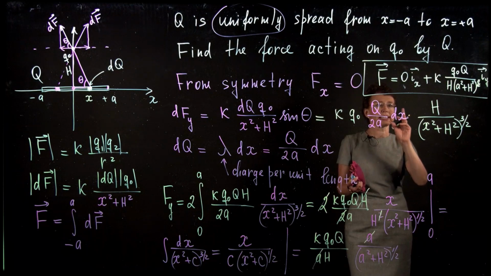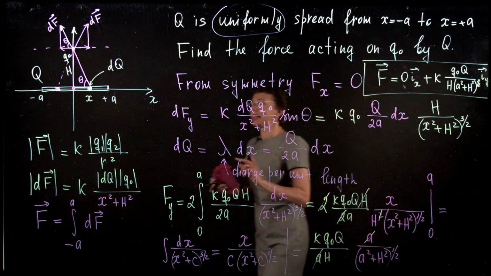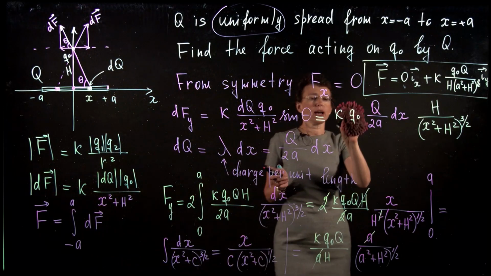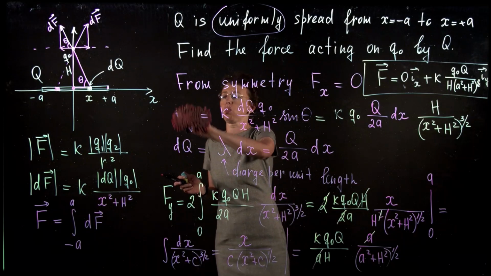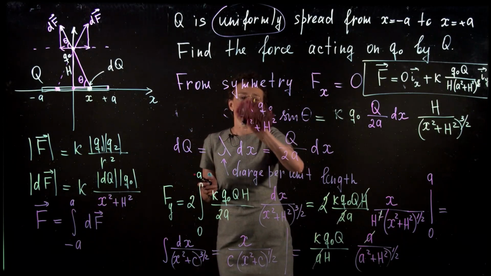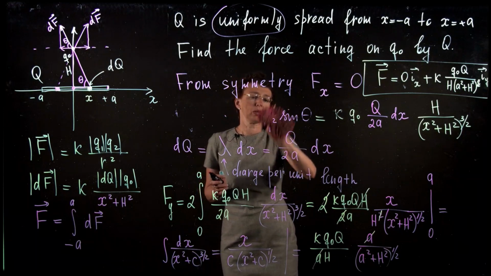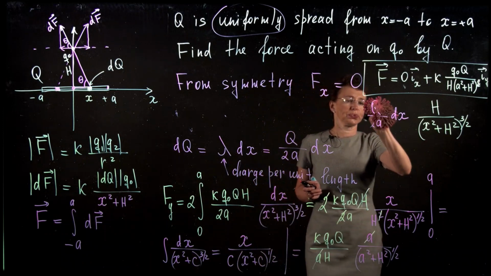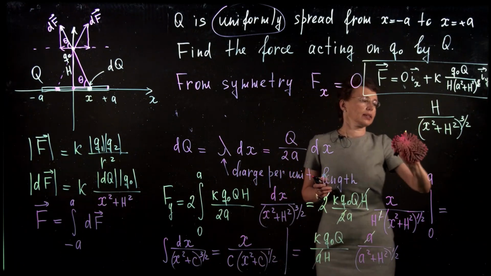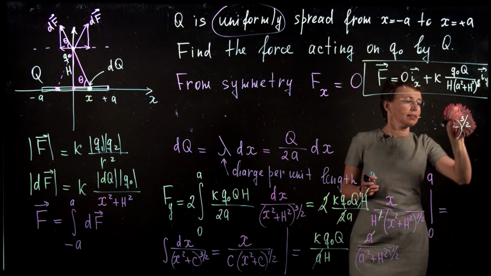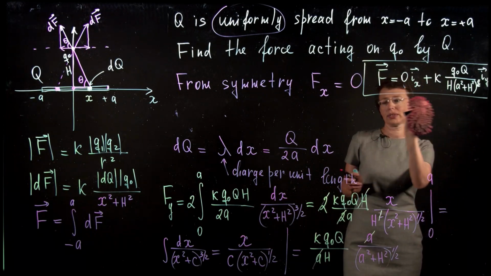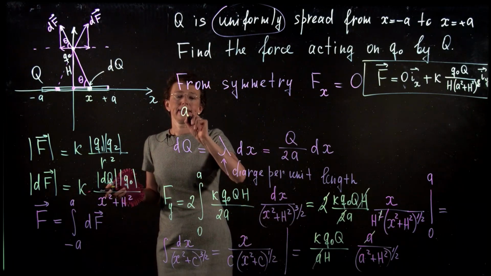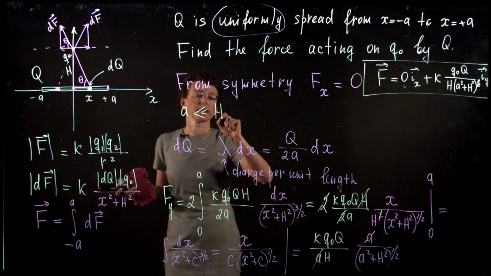And now let's consider one limiting case. Let's bring q naught far, far away. So I will erase dFy, and we will consider this limiting case when we have a much smaller than h. A is much smaller than h.